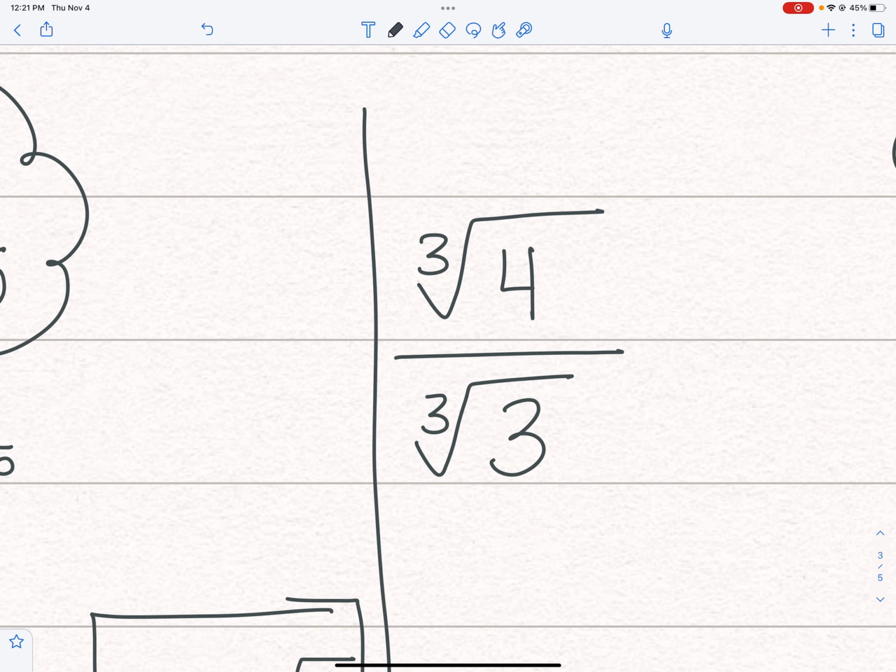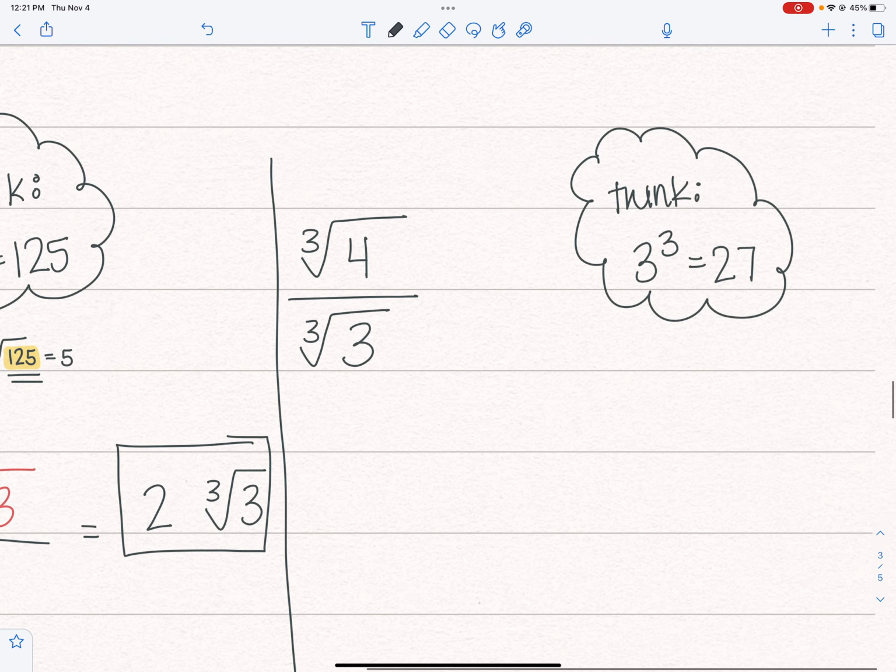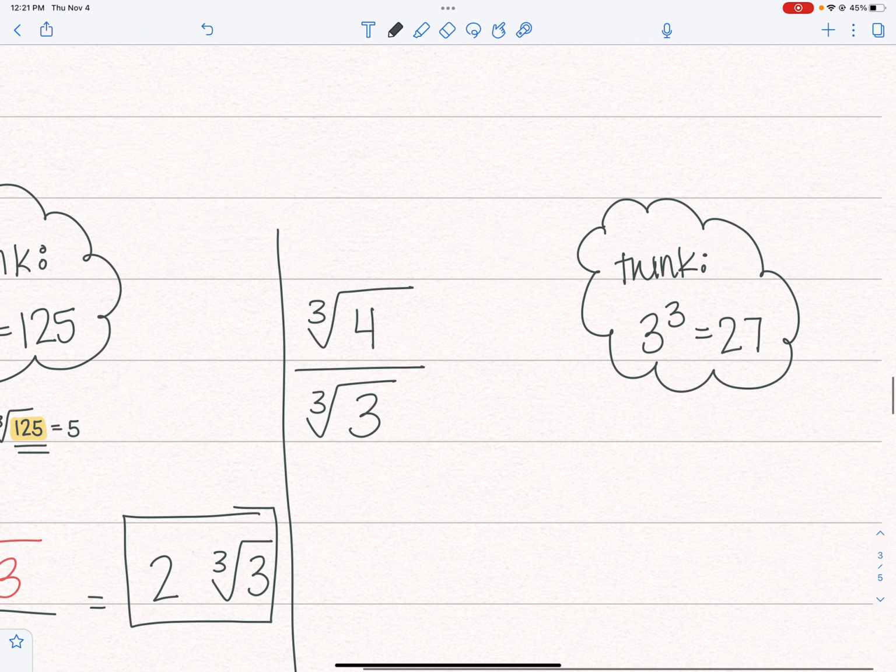Next one, cubed root of 4 divided by cubed root of 3. All right, so here's the perfect cube I'm thinking about. I looked at that chart and I said I can multiply 3 by something to get to 27. Now I need to figure out what do I need to multiply 3 by to get to 27?